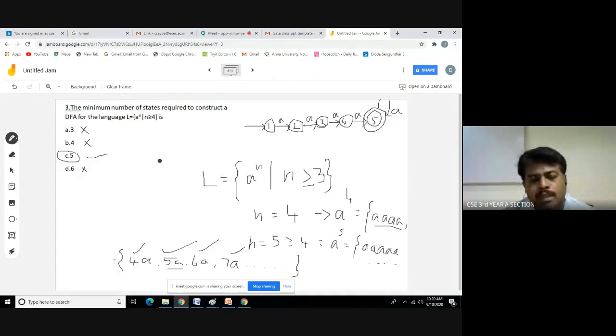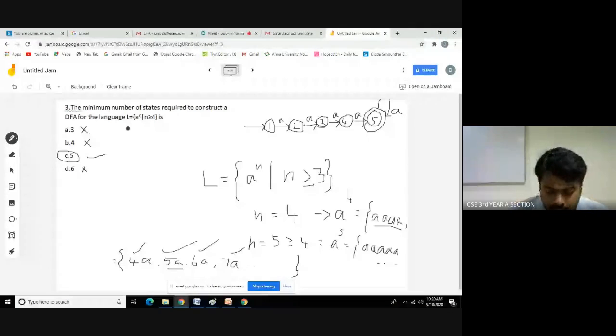First of all, you must understand the language. According to the language, what strings can be generated? Among the generated strings, which one is the first string? For the first string, you have to consider the DFA. That is the minimum required number of states. So you have to remember the language as well as the strings. This is one of the questions asked in GATE. This type of question may be asked. So, next one.